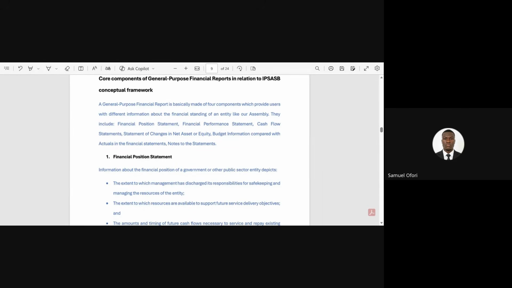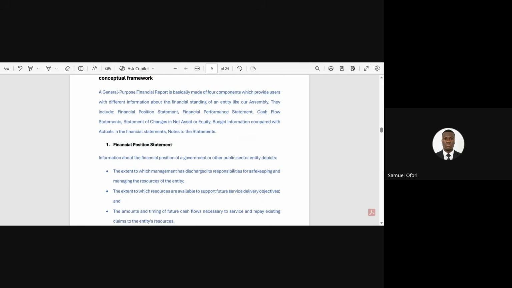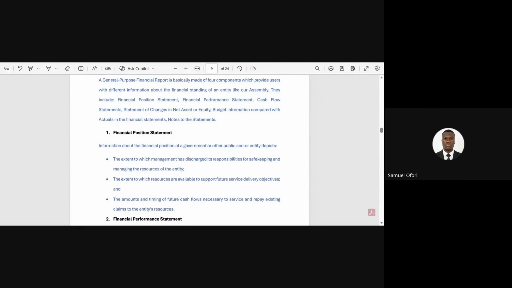Okay, so the accumulated fund, all those things is found in what? The financial position statement, or statement of financial position. The extent to which resources are available to support future service delivery objectives and the amount and timing of future cash flow necessary to service and repay existing claims to the entity's resource. Okay, so that's the statement of financial position. It's just showing us how resources are being used.